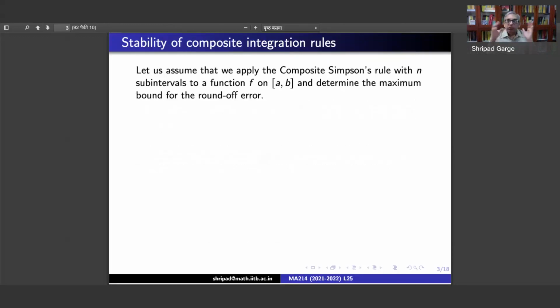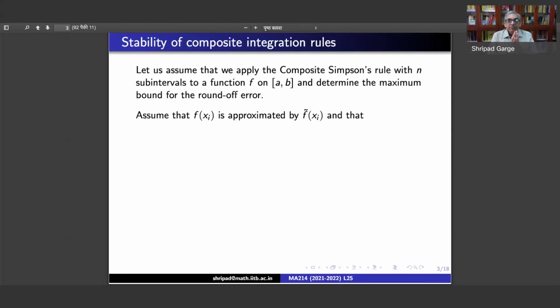Suppose we are looking at the composite Simpson's rule with n subintervals to some function f on [a, b], and let's compute the maximum bound for the round-off error. We will of course have to use the function value f(x_i), and there is some round-off error. So suppose the function value f(x_i) is approximated by f-tilde(x_i), and there is this error e_i. So you have that f(x_i) is f-tilde(x_i) plus e_i, where e_i is the round-off error.